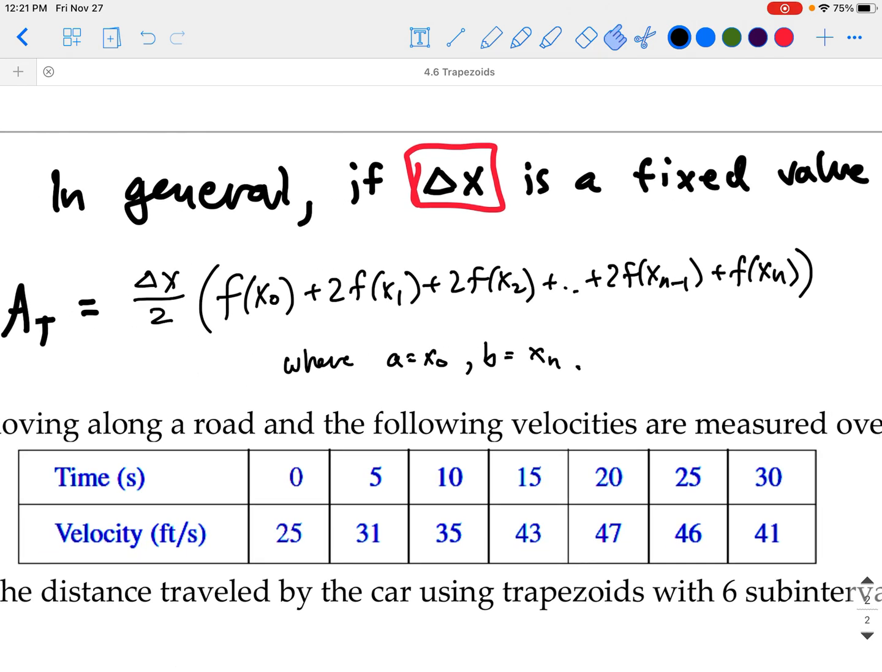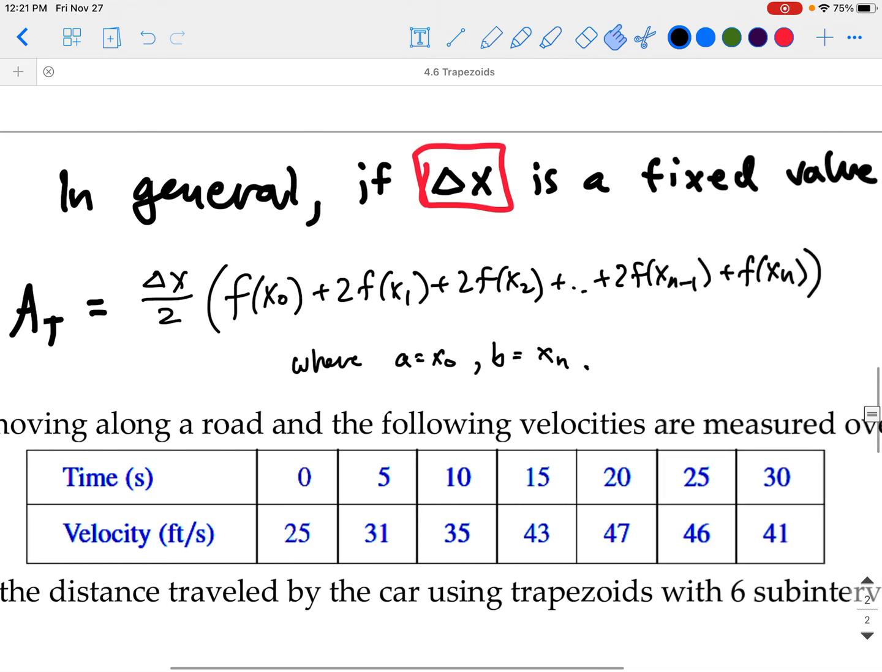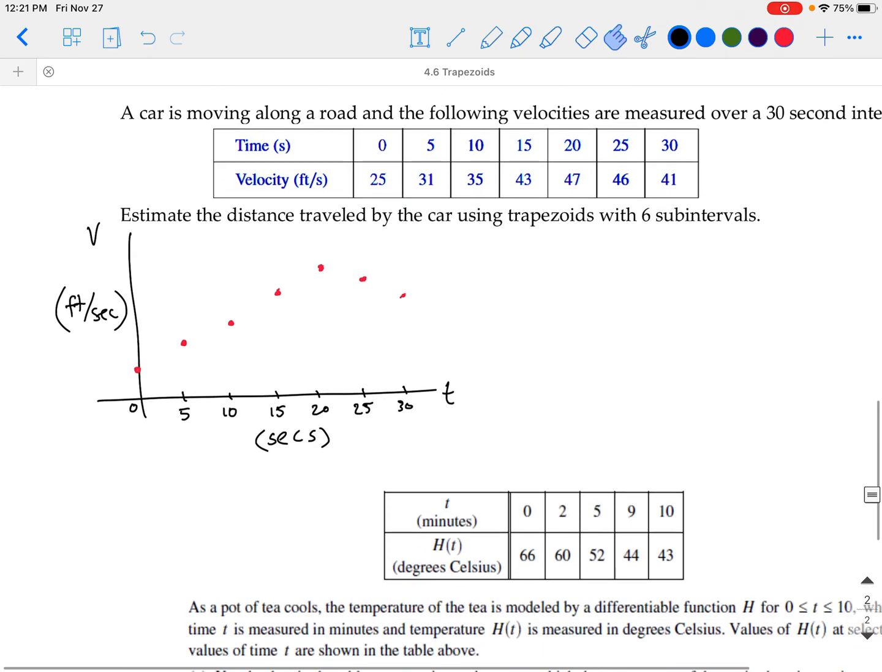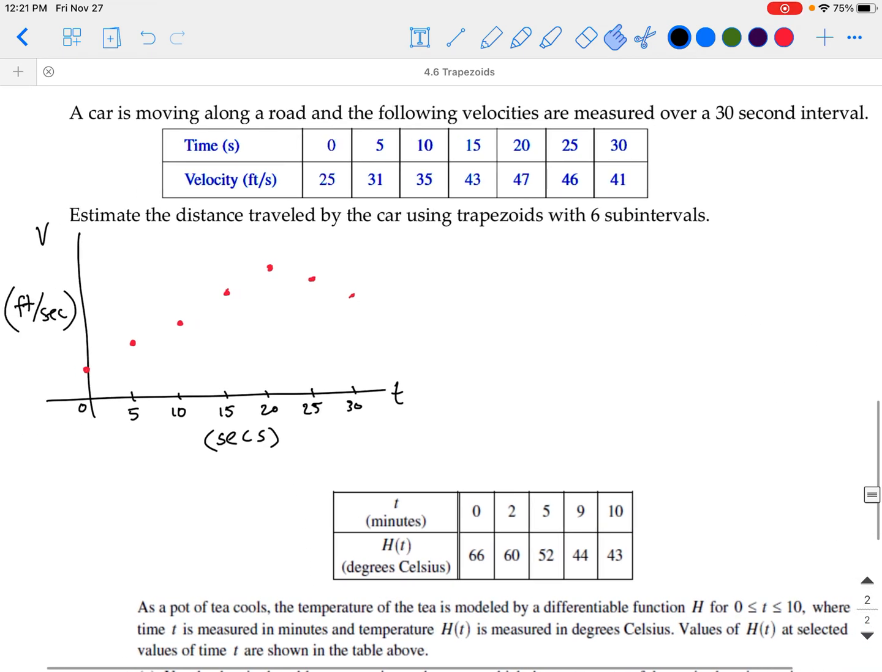So it's a really simple formula to follow, and as you use it more and more, it'll be simpler to use. But we'll look at examples, though, where delta x is not fixed, and then you have to go one by one and just compute each trapezoid separately. All right. So let's look at the next example.